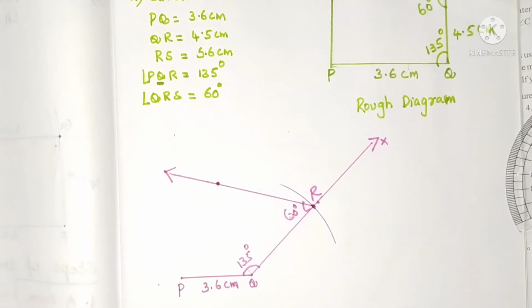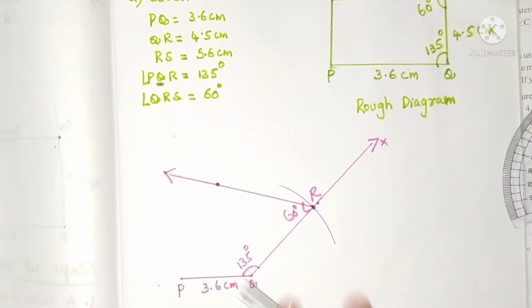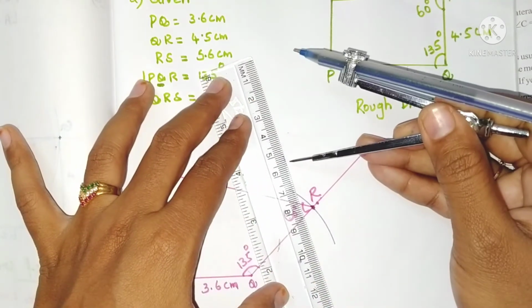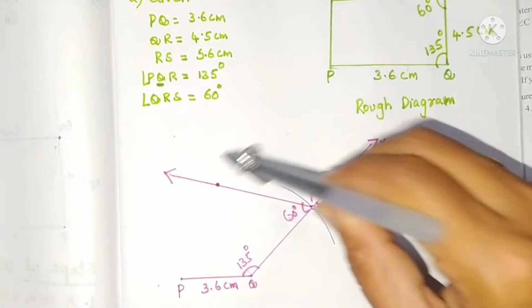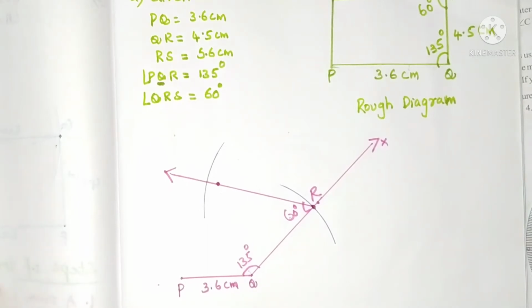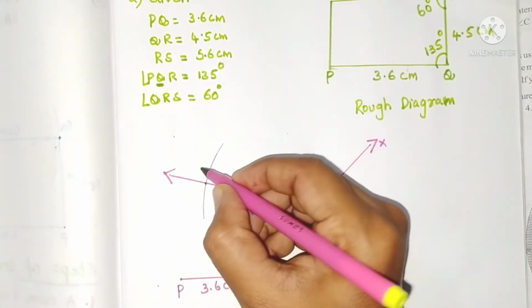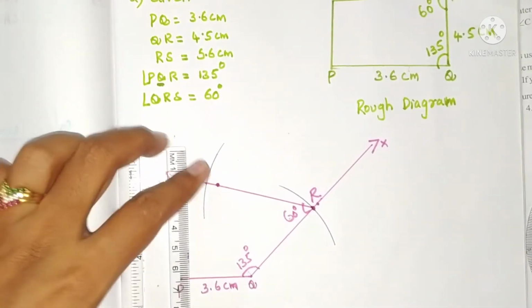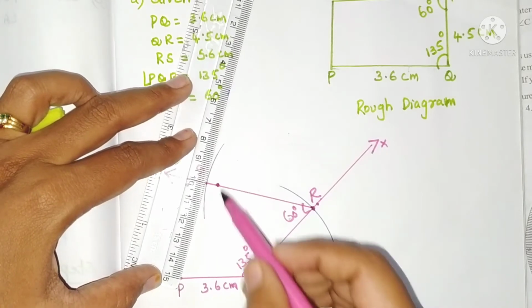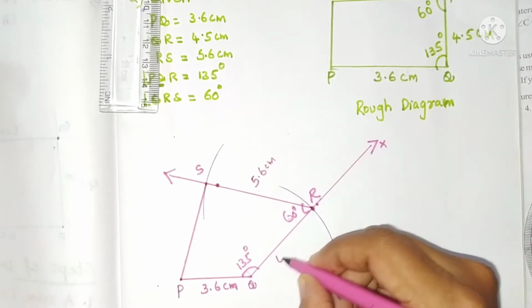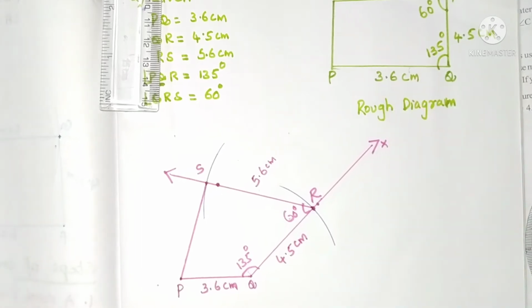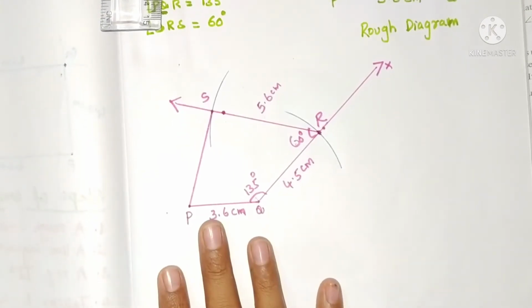So now in the rough diagram we have RS is 5.6 centimeters. So take the scale and compass, measure 5.6 centimeters radius. With this R as center, draw an arc. Okay. The intersecting point is S. Now join this PS. This is the required quadrilateral. Okay. So if you are able to draw the rough diagram, then it is very easy to construct. Okay. So this is the required quadrilateral PQRS.